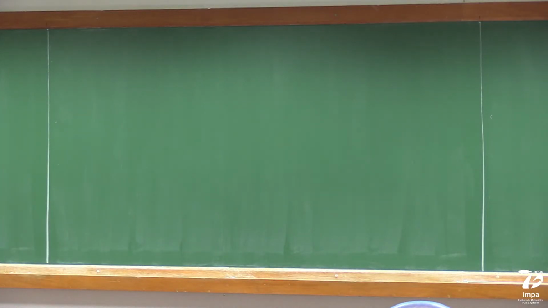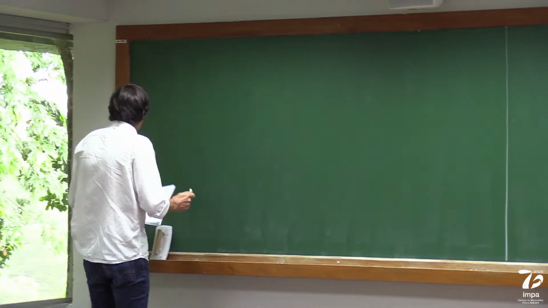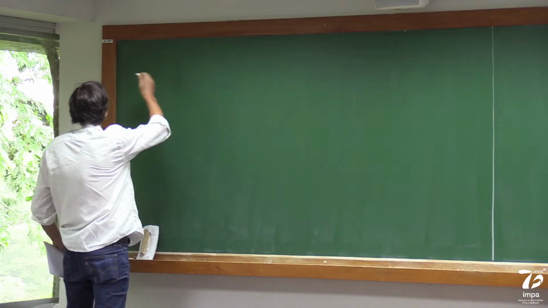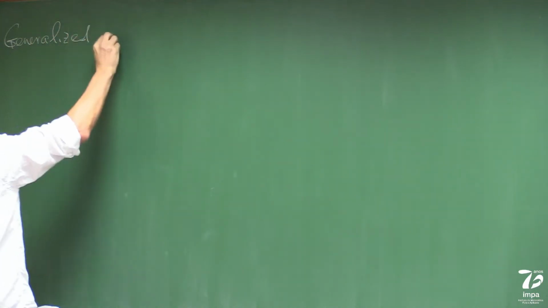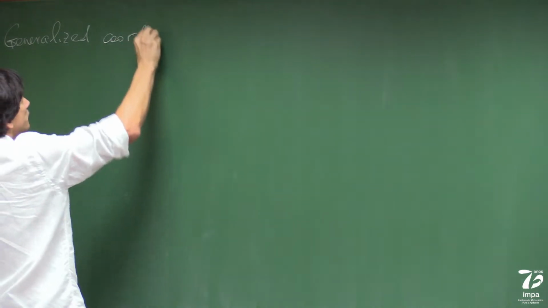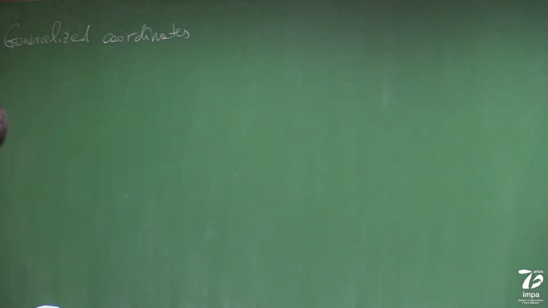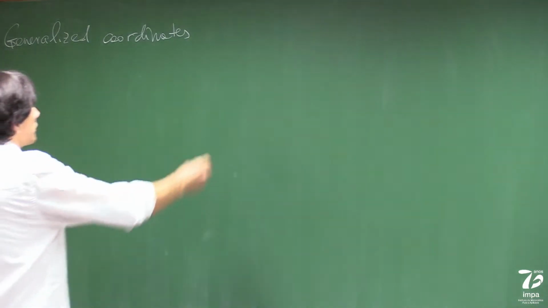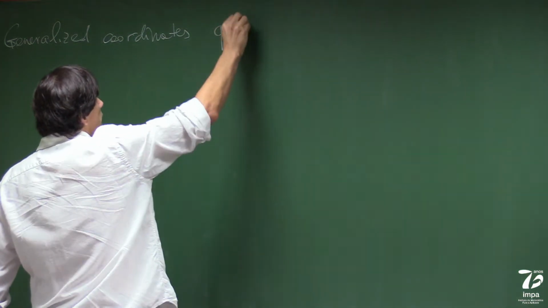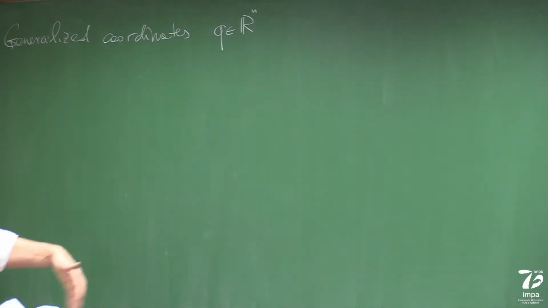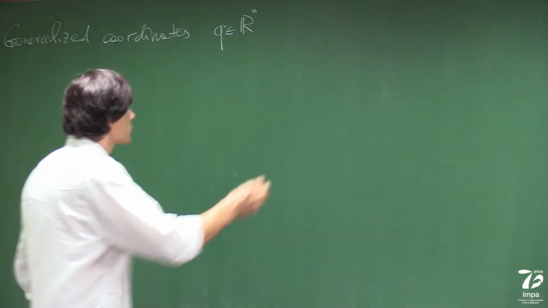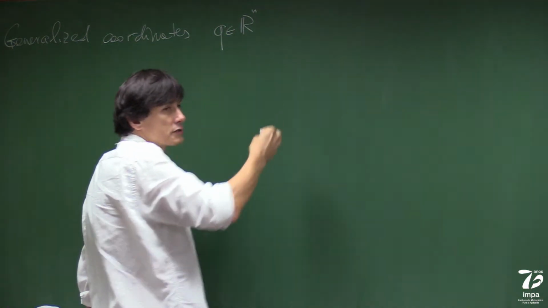So just briefly remind you what we did. So we considered the formulation with generalized coordinates. And generalized coordinates is some vector, some dimension. So it's a vector of coordinates which describe uniquely the system, the position of the system.